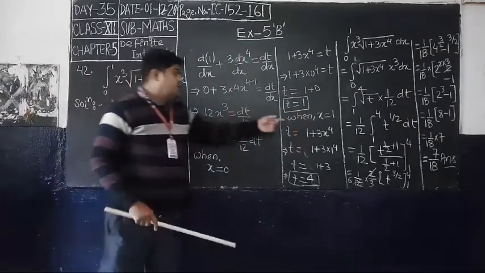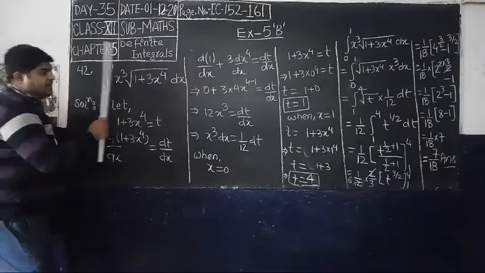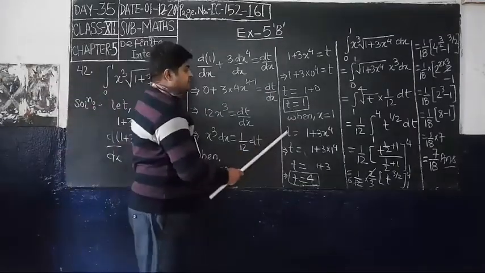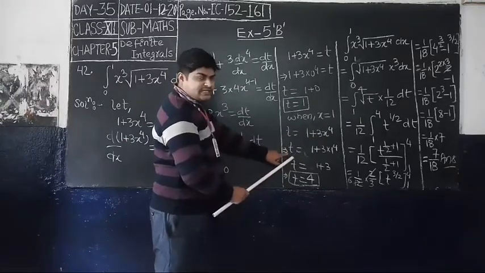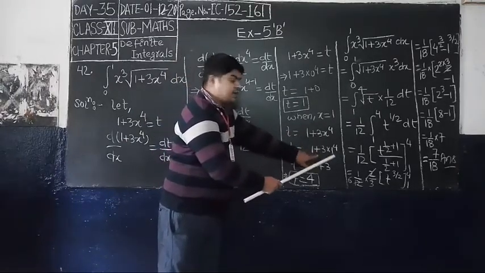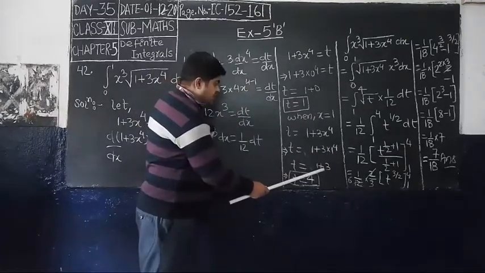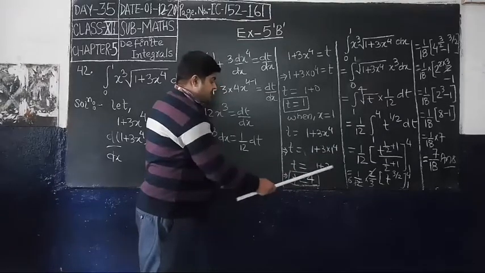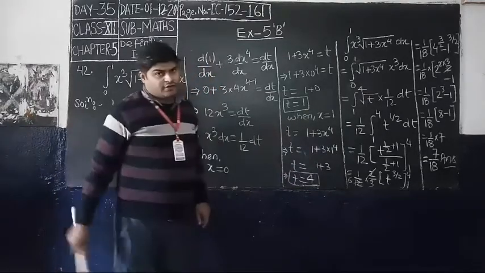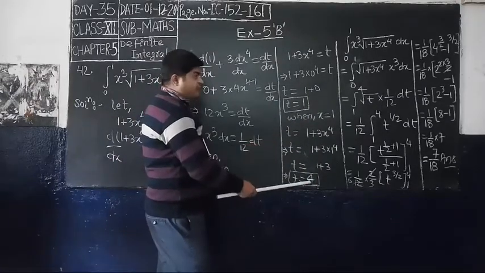Next, when x is equal to 1, that means you will change the upper limit. When x is equal to 1, then t is equal to 1 plus 3x to the power 4. t is equal to 1 plus 3 into 1 to the power 4, this becomes 3. So 1 plus 3, t is equal to 4. Now the new lower limit is 1 and the upper limit is 4.